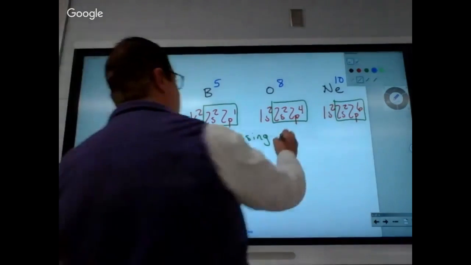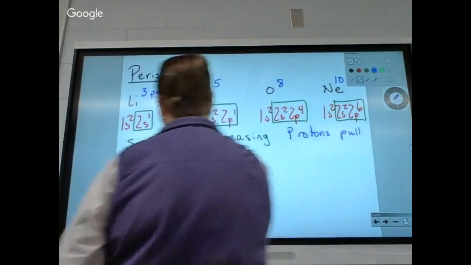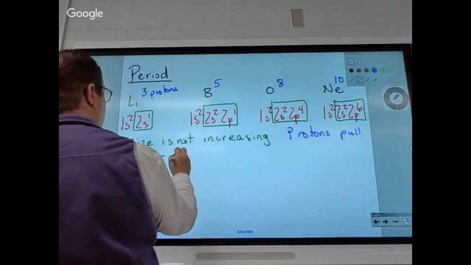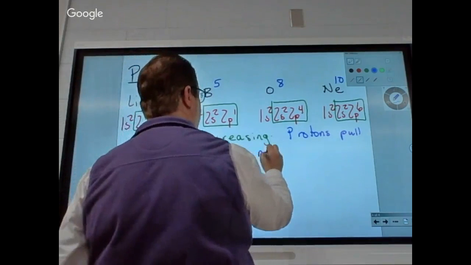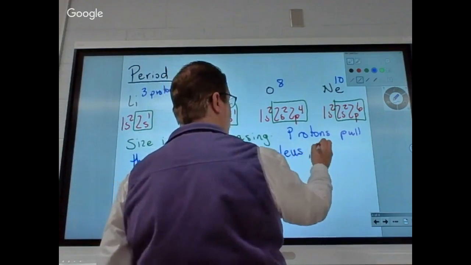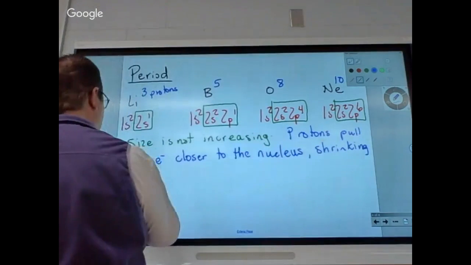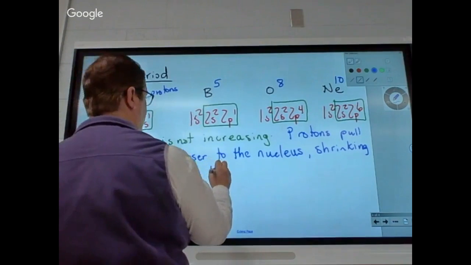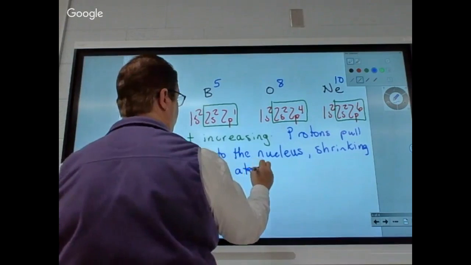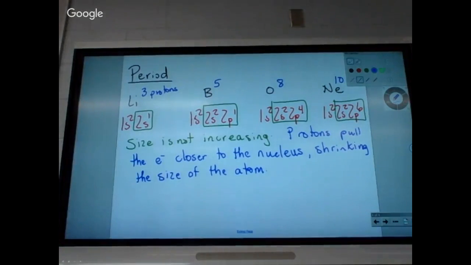Yes. Okay? The protons pull the electrons closer to the nucleus, shrinking the size of the atom.